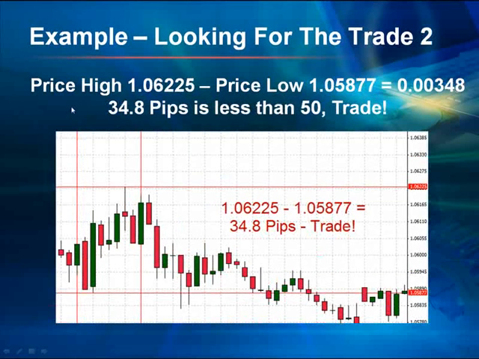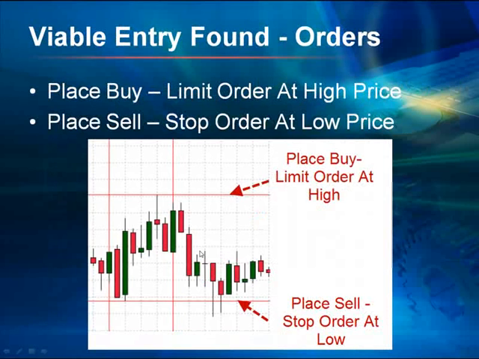Looking at the next example, here's another chart where we've done the same thing. We've drawn our horizontal lines and our vertical lines, and again we subtract the high price point, 1.06225, from the low price point, 1.05877, and in this case that equals 0.00348, so 34.8 pips, which is obviously less than 50, so at this point we would make the trade.